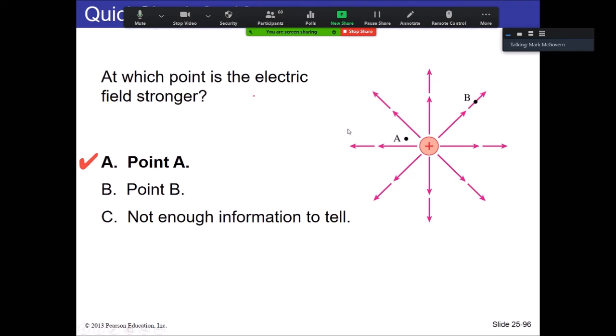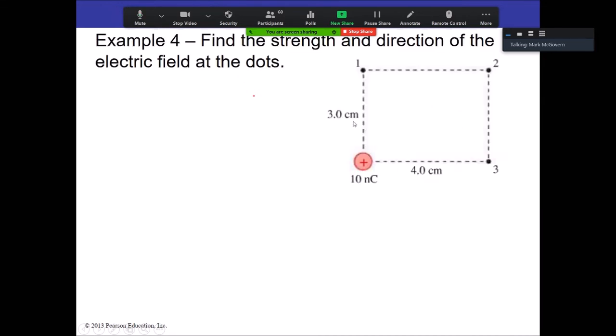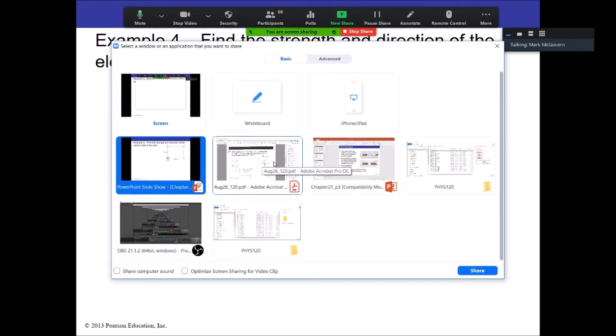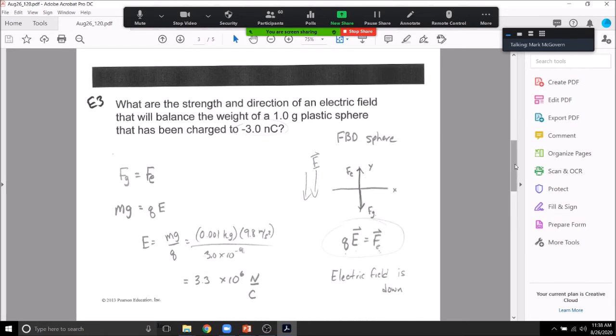So yeah, if you're closer in like that, you can see these lines. Now, the actual electric field vector would be shorter than this one down here, but it'd be longer than this one over here. It'd be pretty close, I guess, in length there. Find the strength and direction of the electric field at the dots. Everything's good here. All these are good problems. Good problems. Fun.